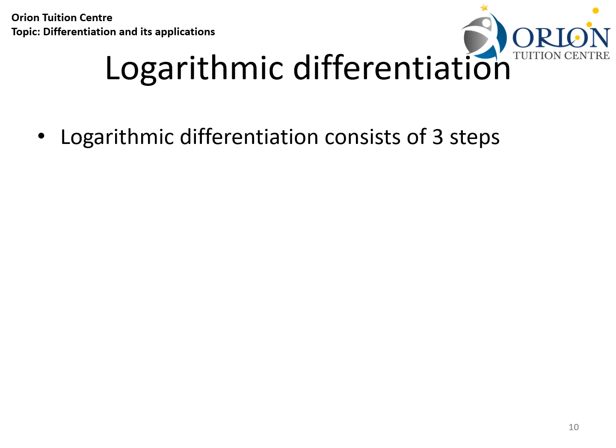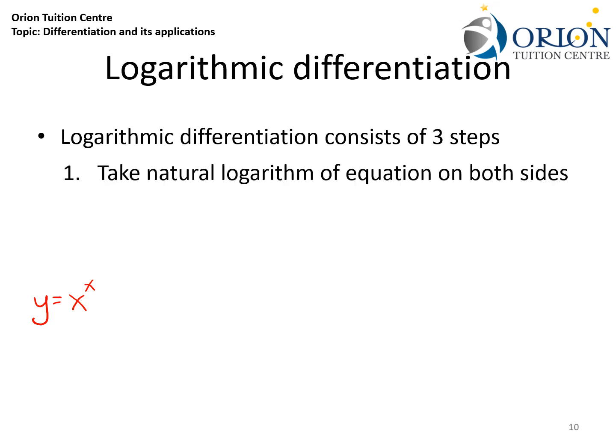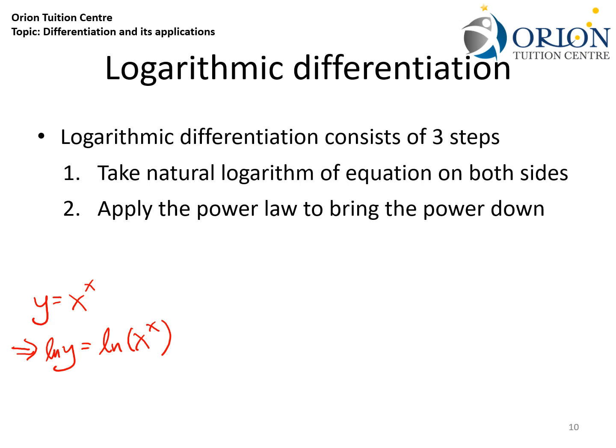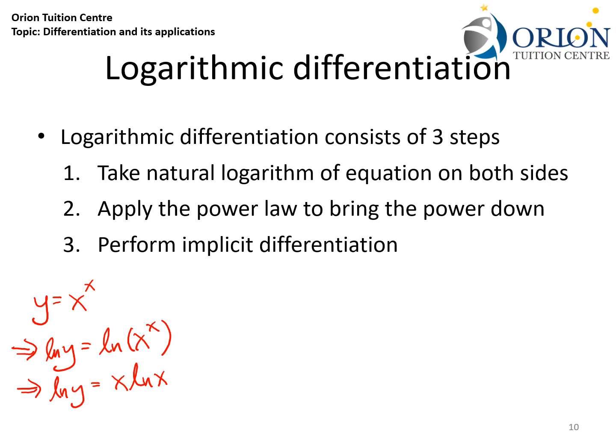Let's take, for example, if we have the equation y equals x to the power of x, and we want to differentiate it to obtain an expression for dy dx. First, we will take natural logarithm or ln on both sides of the equation. So we will end up with ln y equals ln x to the power of x. Next, we can make use of the power law of logarithms to bring the power down. So we will end up with ln y equals x ln x. The reason for doing so is once we bring the power down, it becomes a product and we can apply product rule. Once this is done, we can perform implicit differentiation on the resulting equation to get dy dx.